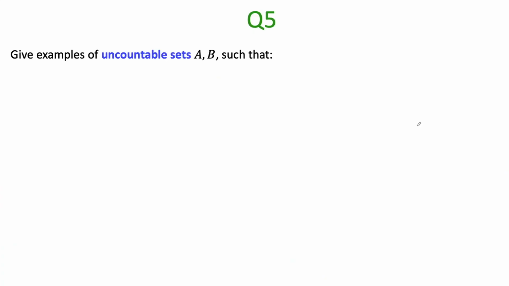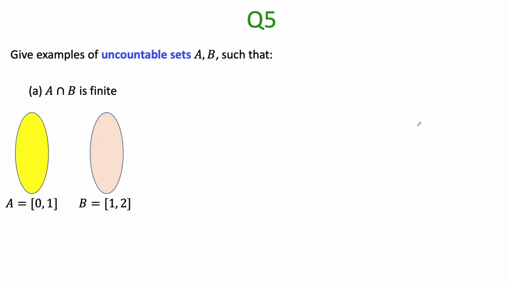In question number 5, you are asked to give examples of uncountable sets A and B satisfying certain conditions. So we want to find uncountable sets such that their intersection is finite. There can be several examples. Let us take these two sets. The set A is the set of all real numbers between 0 and 1, including 0 and 1. And the set B is the set of all real numbers between 1 and 2, including 1 and 2.